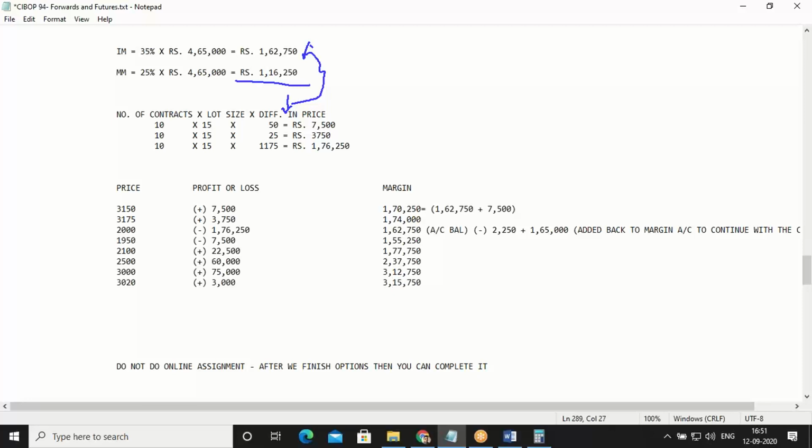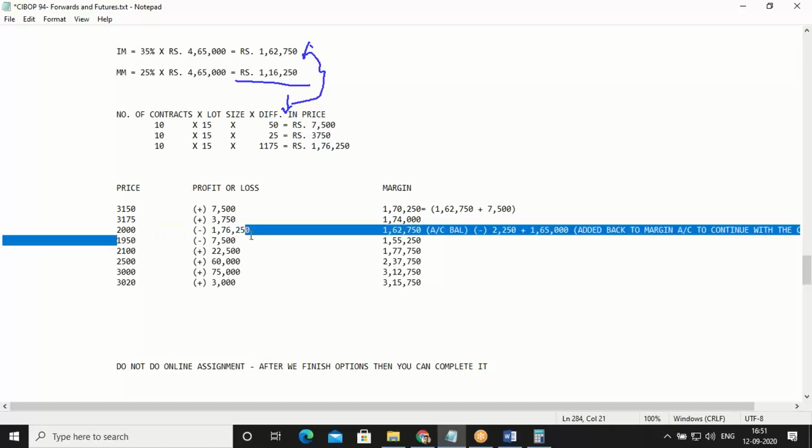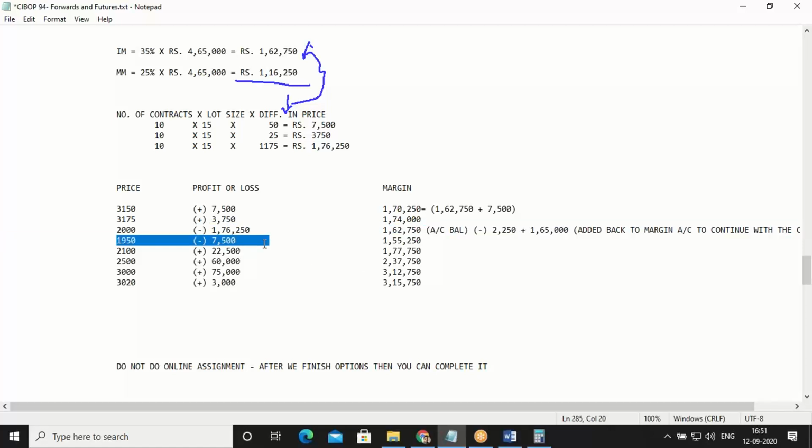Yeah, so for the next one, that is 2,000 is clear. For 1,950, you incur a loss of 7,500, which again you get by 10 into 15 into whatever was the loss, 7,500. You get a figure there, right? What is that figure? This figure or this figure? Yeah, this.